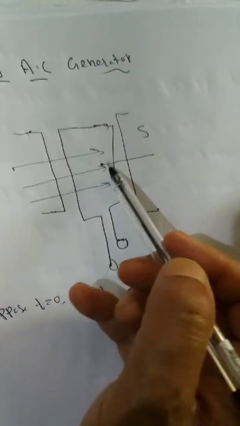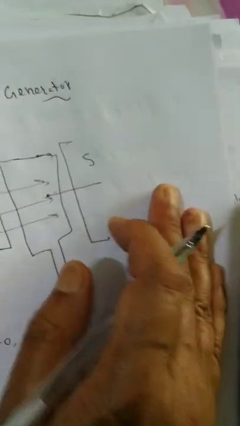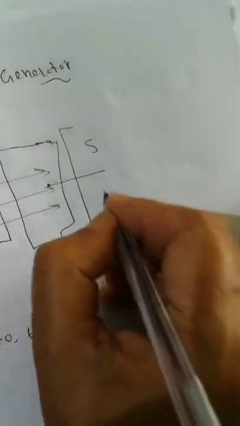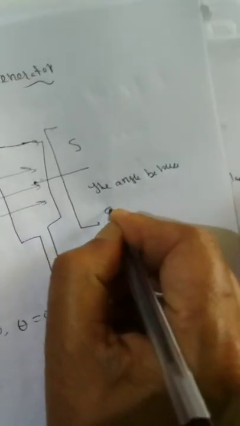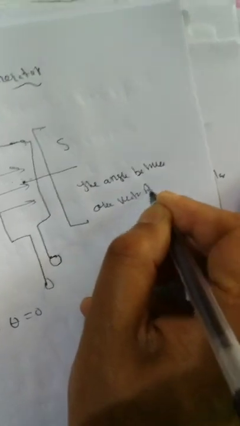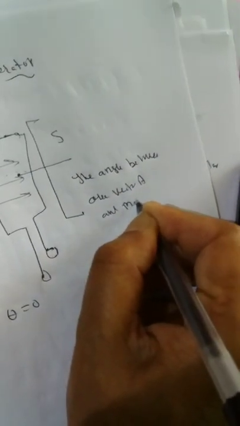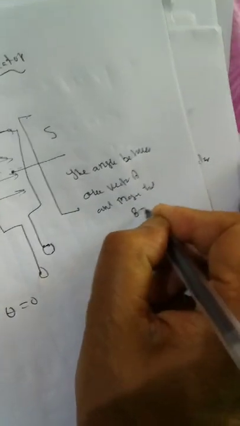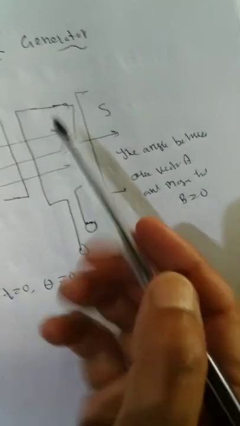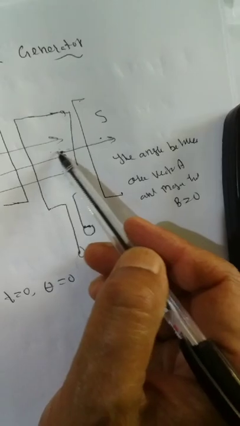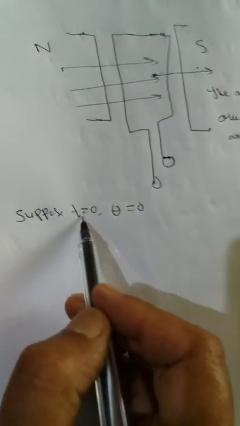When we start, the angle between the area vector A and the magnetic field B is equal to 0. The area vector is the line perpendicular to the area. Since the magnetic field lines are perpendicular to the coil, the angle between the area vector and the magnetic field is 0. Suppose we start at t is equal to 0, theta is equal to 0.